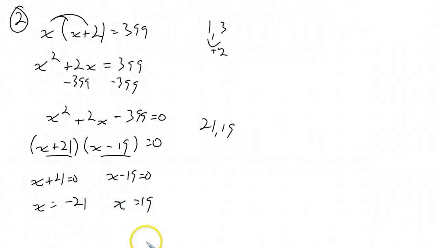19. But now, notice in the directions it says find two consecutive negative odd integers. Well, this one's negative, but this one's not, so my negative numbers are really negative 21 and negative 19. Well, they are consecutive, they're both odd, and they're both negative.